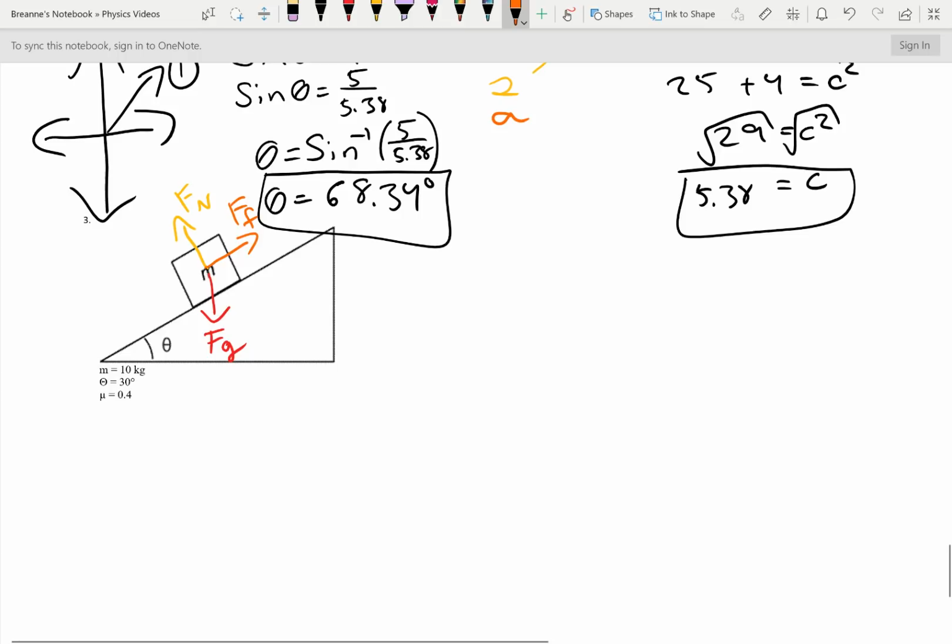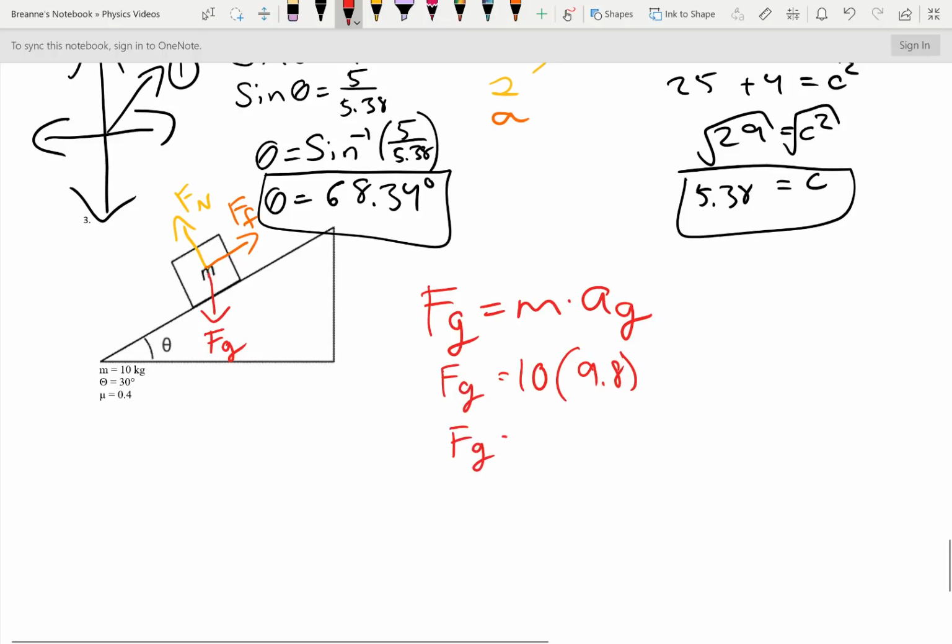Now that we have our free body diagram, let's figure out our force of gravity. Force of gravity is mass times acceleration due to gravity. The mass of this block is 10. Our acceleration due to gravity is just 9.8. You plug that into your handy-dandy calculator, and you get 980 newtons. It is technically negative because it is going down, but we have an arrow showing that, so we don't have to worry about writing the negative down. So that's our force of gravity.